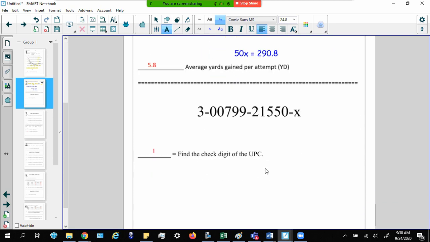All right, let's find the check digit UPC. Now, we've been doing this for so long, this should be relatively easy. So I'm starting with my first digit. I don't know why I said second digit. I wasn't supposed to, but I did.